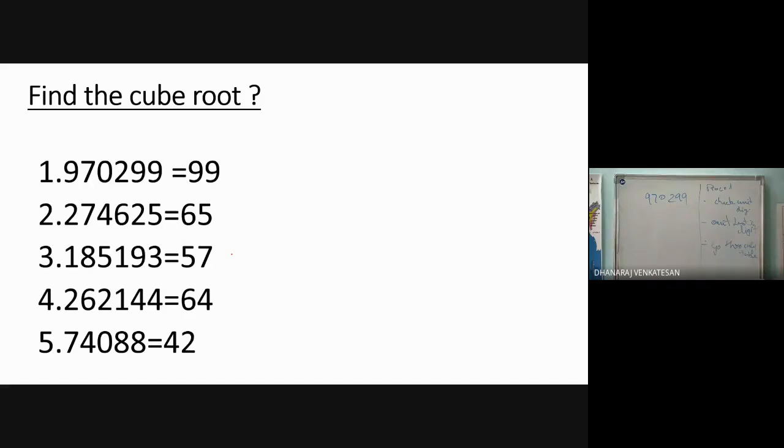In cube root it is a little easier because there will be no option for checking the unit digit. In square you will have two values, 2 comma 4, 3 comma 7, like that you have two values. But here each unit digit has a unit answer, so there is no problem of checking. First you have to check the unit digit. It is 9. What is the corresponding value for 9?